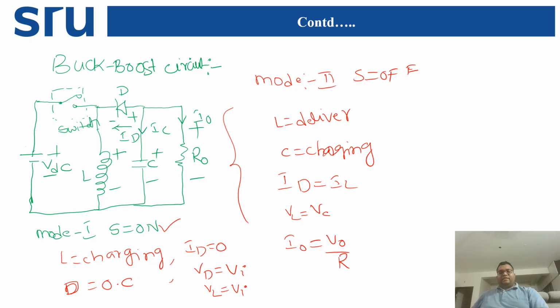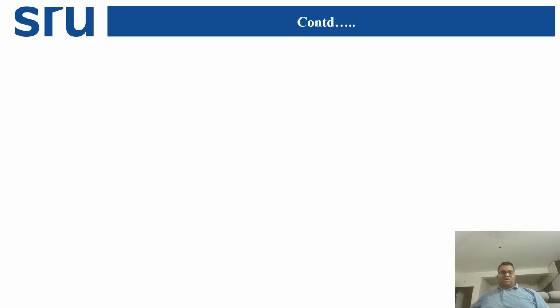Now, when we are going to derive the average voltage gain of the circuit, we have to remember two things: first, under switch on condition, what the voltage values and the load voltage values are. Everything we will see now. When the switch is on, let us talk about the derivation of the voltage gain. How we are going to derive it, we'll see.